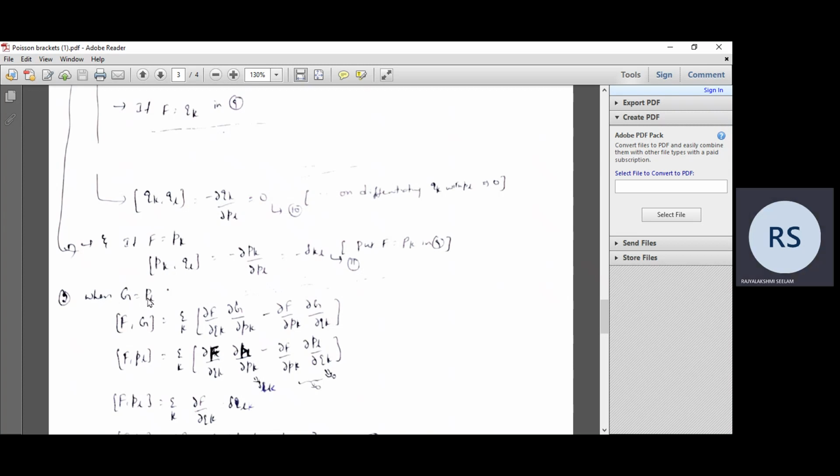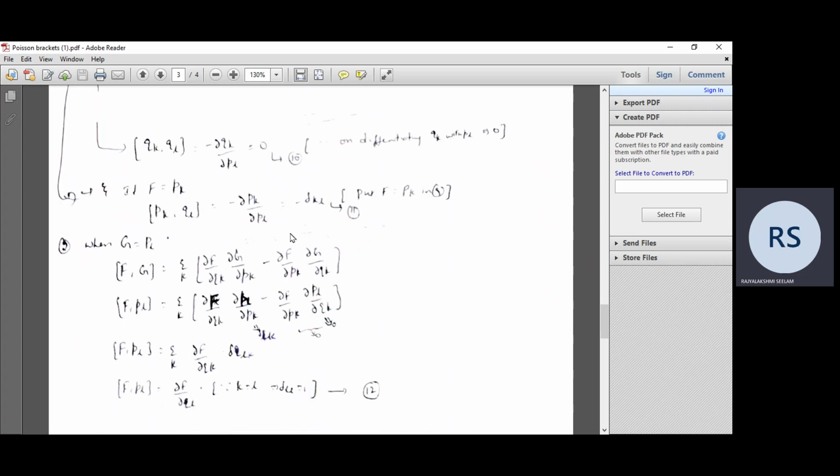So when g equals pl, actually this is the Poisson bracket: {f, g} equals sigma k ∂f/∂qk ∂g/∂pk minus ∂f/∂pk into ∂g/∂qk. This is the Poisson bracket. So if we are replacing g with pl, {f, pl} equals sigma k ∂f/∂qk, and here we are replacing pl in the place of g, ∂pl/∂pk minus ∂f/∂pk ∂pl/∂qk. So here ∂pl/∂pk is delta lk, and ∂pl/∂qk becomes 0. So this term becomes 0.